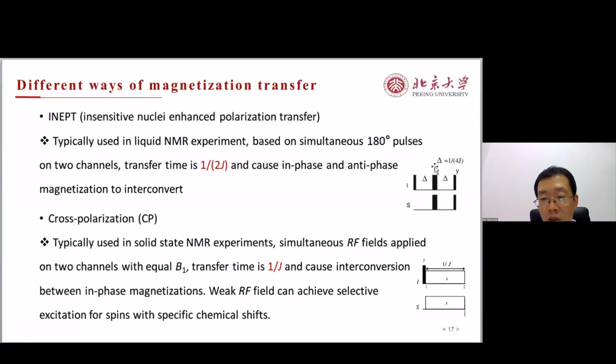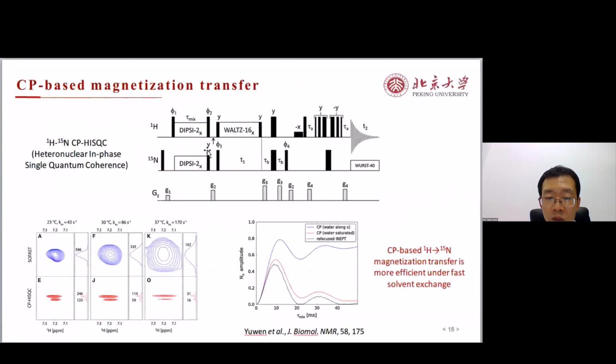The idea of INEPT is to apply simultaneous 180-degree pulses during a delay. In cross-polarization, you have to apply a radio frequency field with equal B1 field on these two channels. The transfer time is 1 over J, transfer between in-phase magnetizations. Although INEPT is used more in liquid state NMR experiments, cross-polarization also has some advantages for certain experiments.